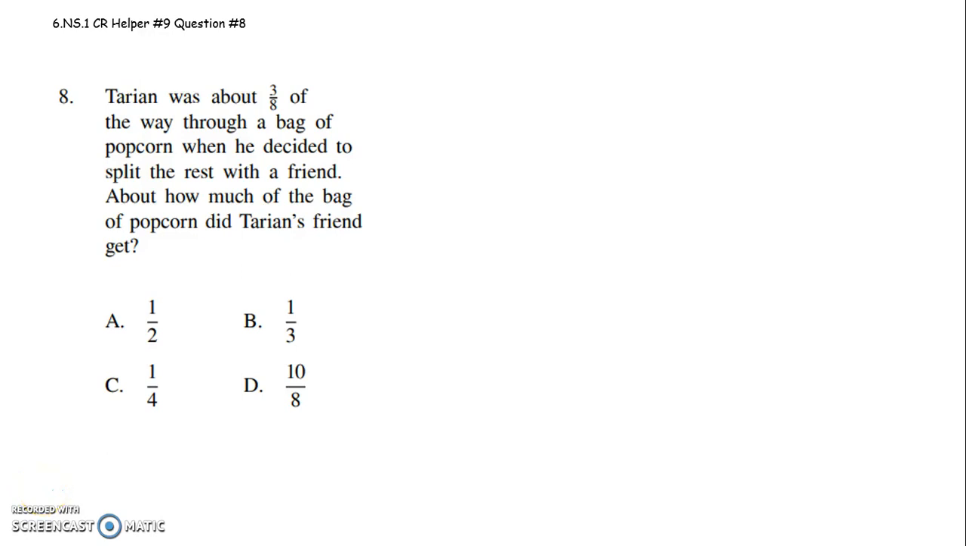All right, sixth graders, this is to help you with question 8 on CR9. It says Terrian was about 3/8 of the way through a bag of popcorn when he decided to split the rest with a friend. About how much of the bag of popcorn did Terrian's friend get? All right.